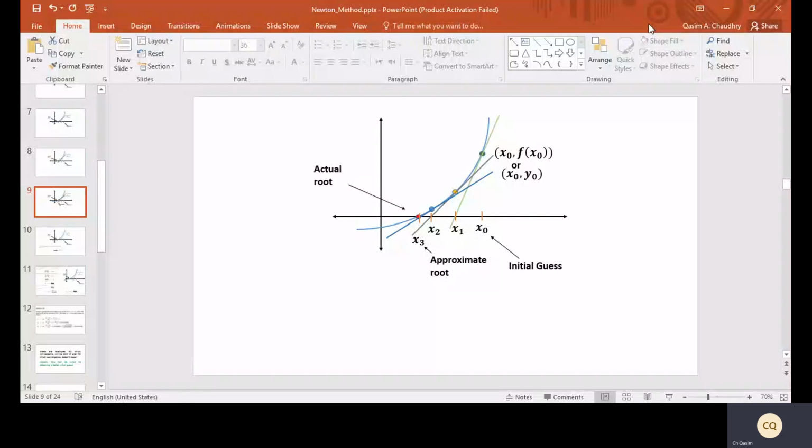Students, now you have understood how you proceed with Newton's method and how it works. Now we are going to derive the formula for the iterations. So students, सबसे पहले what was the first step?